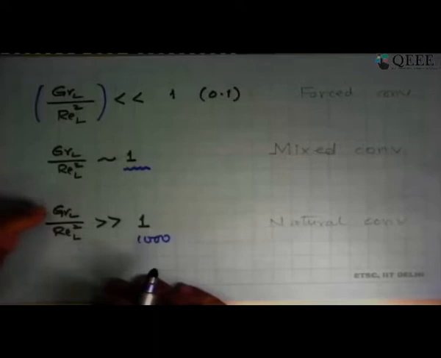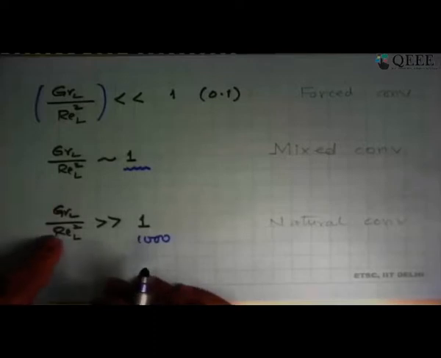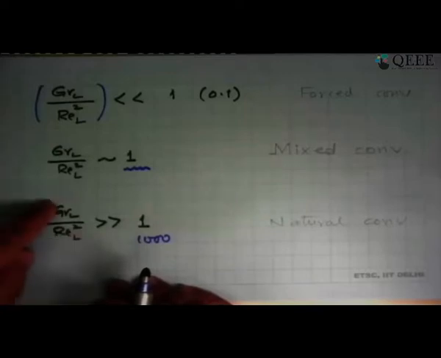If this was the case, that this is very big, say 1000 or so, it means that this is very big compared to this. The inertia forces are not coming into the picture over here. In the Grashof number, this numerator is dominating, which means the Grashof number is the important thing to take care of. This becomes a case of natural convection.